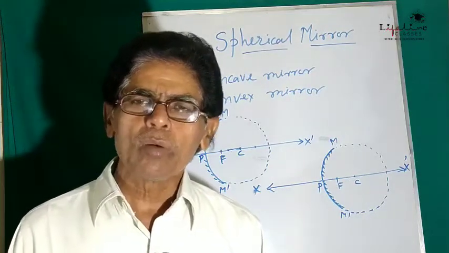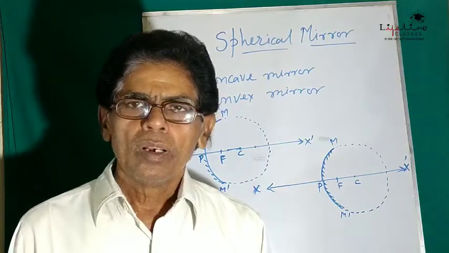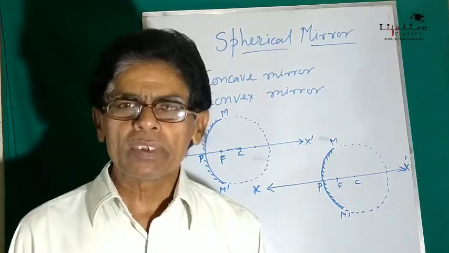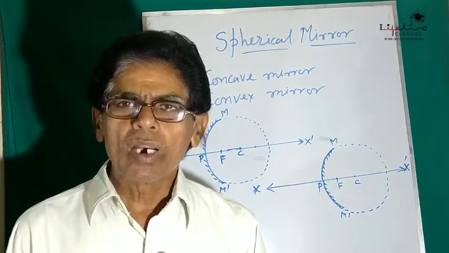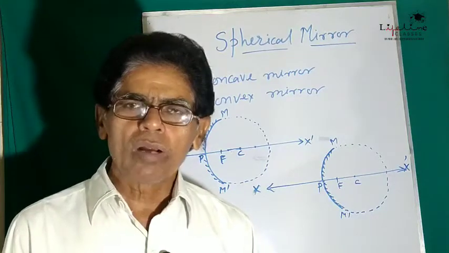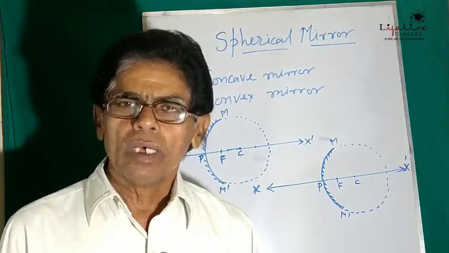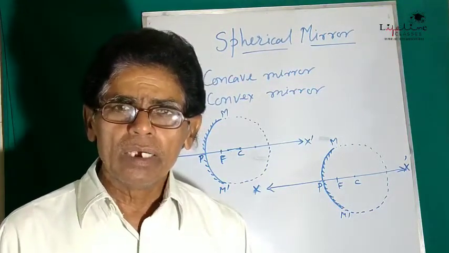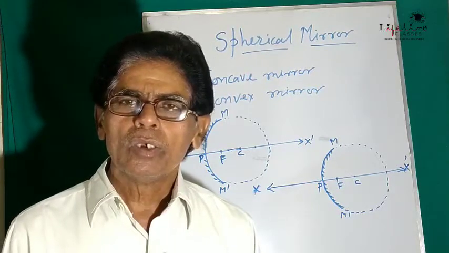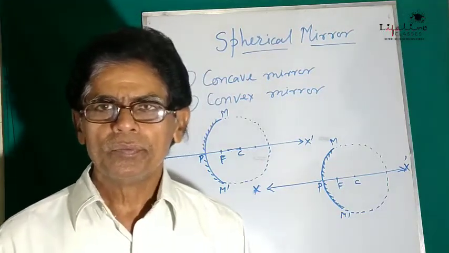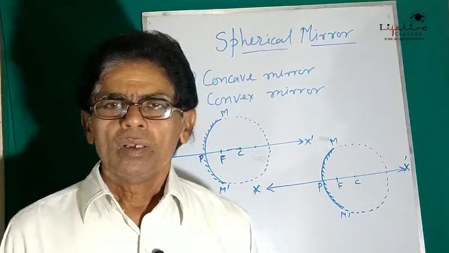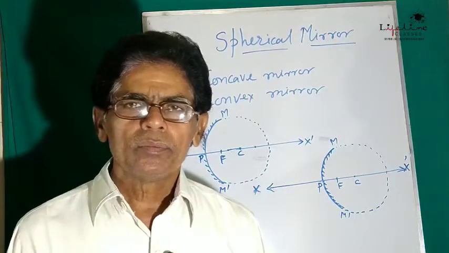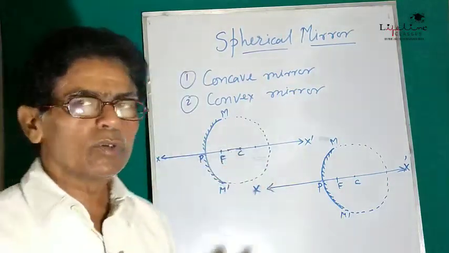Larger the aperture of the mirror, larger is the reflecting surface area. A smaller the aperture, a smaller will be the mirror and its reflecting surface too. It is denoted by MM dash.